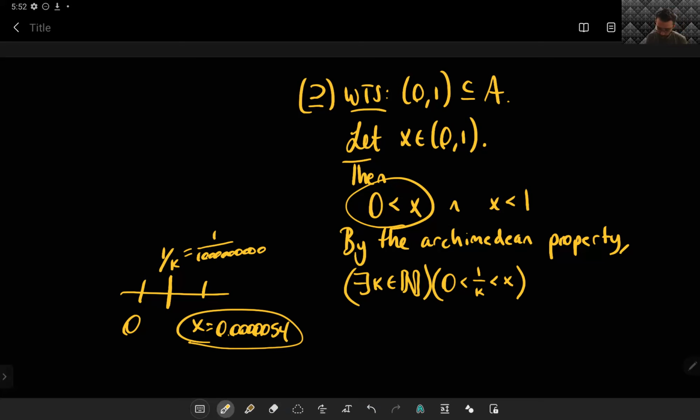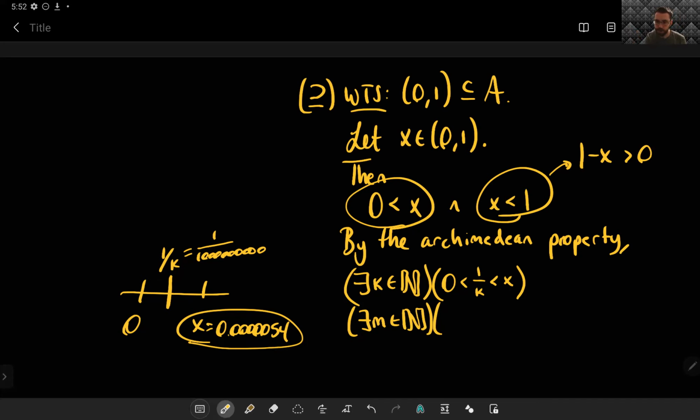And similarly, I could say there exists some, maybe I'll pick a different letter, m, again natural, such that, well, let's figure out this one. I might have to rewrite this. Let's say 1 minus x is positive. I'm just subtracting x from both sides. Didn't fundamentally change anything about that inequality, but that'll be nice to work with.